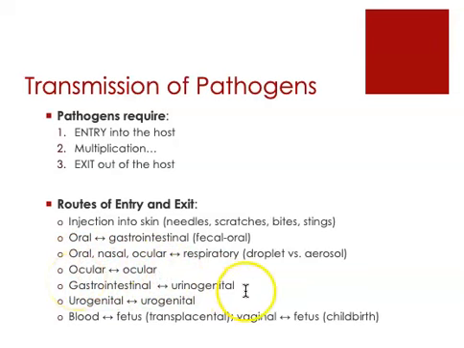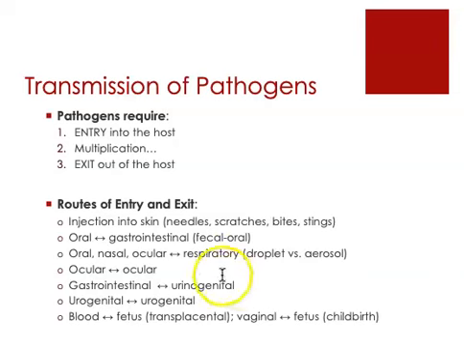Gastrointestinal to urogenital is another route. Again, if we think about bathroom habits, if there's a pathogen that's in fecal material, depending on a person's bathroom habits, they can contaminate their urogenital system with that fecal material and pass the pathogen that way. It's also possible for a urogenital pathogen to gain entry through the urogenital system.